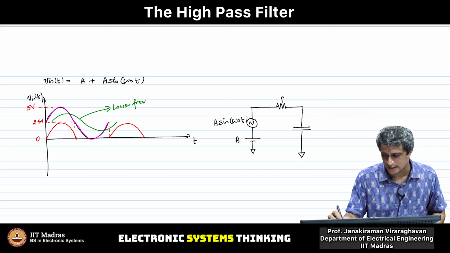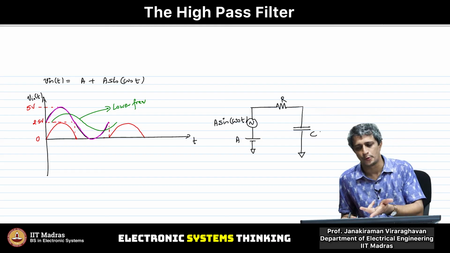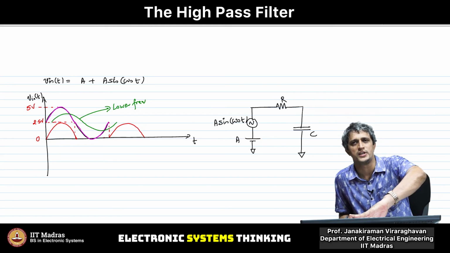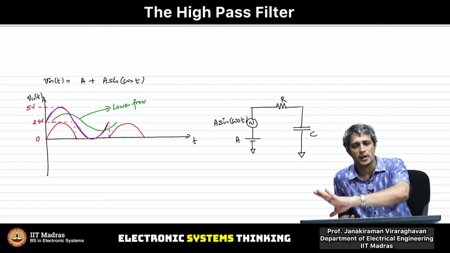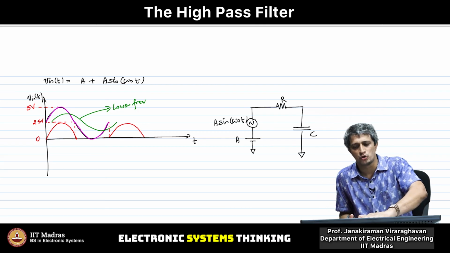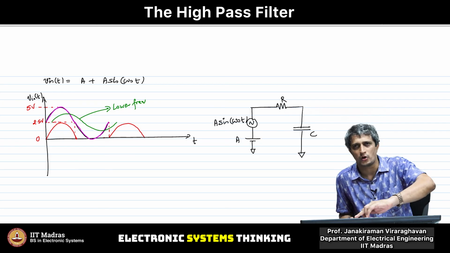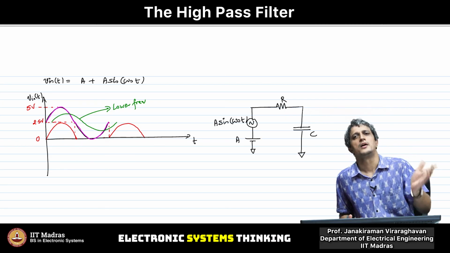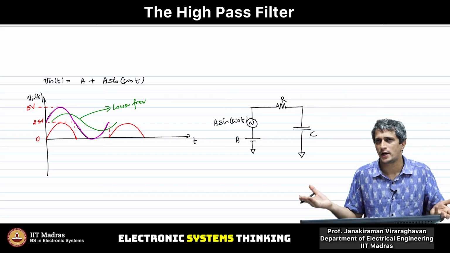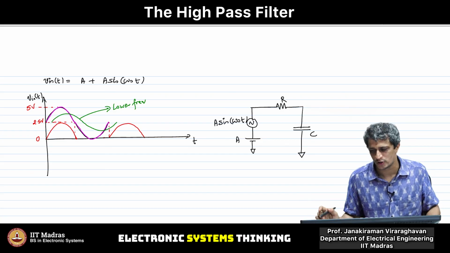Now to analyze this, you can do this using superposition, because you first assume there is only the DC voltage A, find out the response of the filter, then you assume that there is only A sin omega naught t, no, the DC is absent, find the response, add the two of them, you will get the output, right? This is how you have to analyze using superposition.